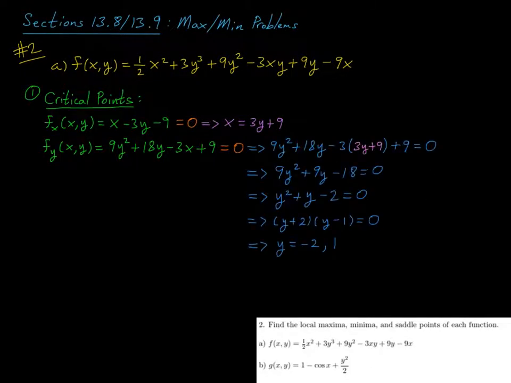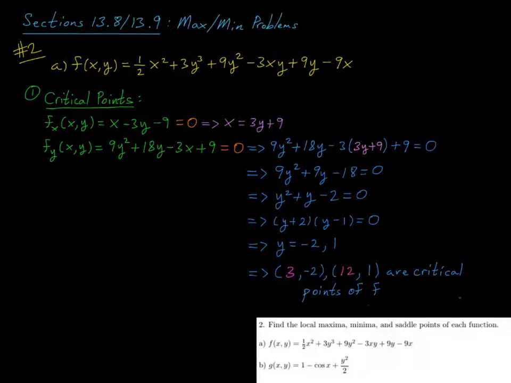And so that gives us 9y squared plus 18y minus 3 times the quantity 3y plus 9, plus 9 is 0, and this leads us to a quadratic that nicely factors, and we get the solutions y is negative 2 and 1. I can then find the corresponding values for x by using this relationship that x is 3y plus 9. So if y is negative 2, x would be negative 6 plus 9, which is 3, and if y is 1, then x would be 3 plus 9, which is 12. So (3, negative 2) and (12, 1) are critical points of f.